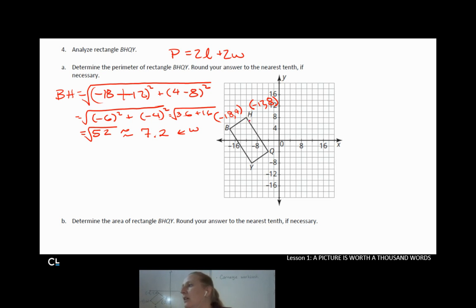I need my length. So I'm going to keep using H, but I'm going to go for Q. It looks like Q, where are you, Q? So Q is at -4, -4. All right, doable. So to find HQ, I need to do this. -12 minus a -4.